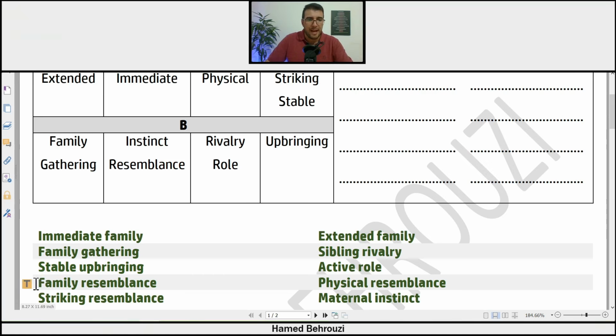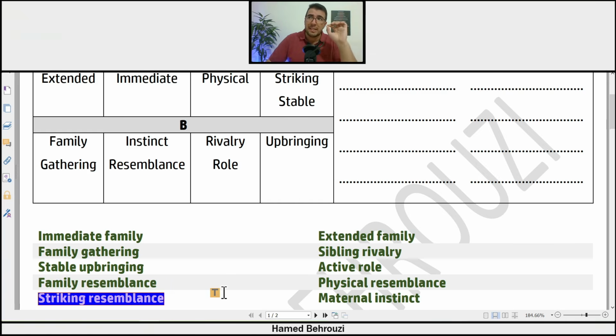The next one is family resemblance. What is family resemblance? When you have family resemblance, it means you look like someone in your family. So for example, I say I have some family resemblance to my brother. It means I look like my brother. All of my brothers, we have resemblance. That's the meaning of resemblance, being like each other. Okay? Then we have the word striking resemblance.